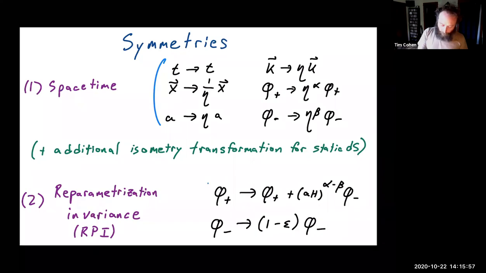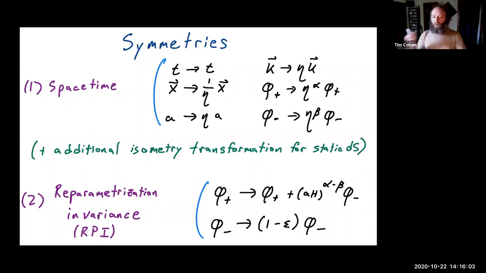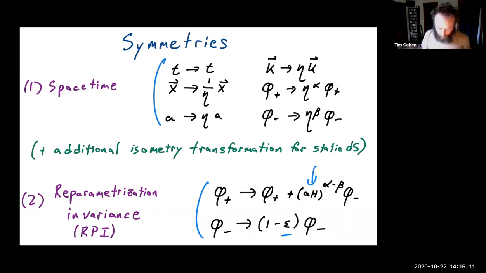And here's the reparameterization invariance that I mentioned. You're just able to reshuffle phi plus and phi minus into each other as long as you preserve power counting. And so you can transform these into each other using this parameter epsilon. This has a typo. There should be some epsilon dependence here, sorry.